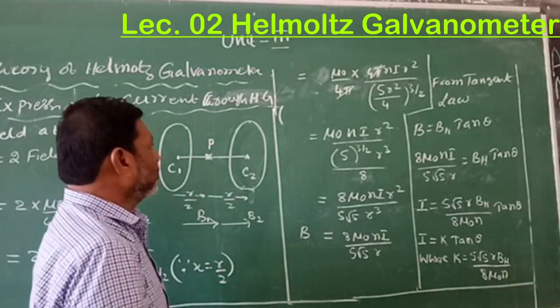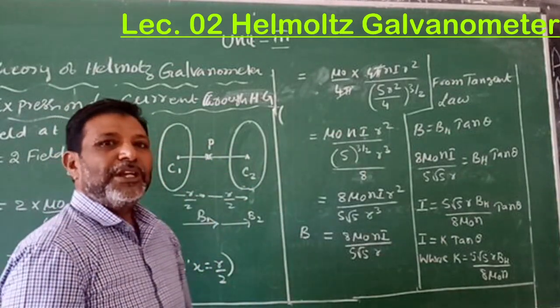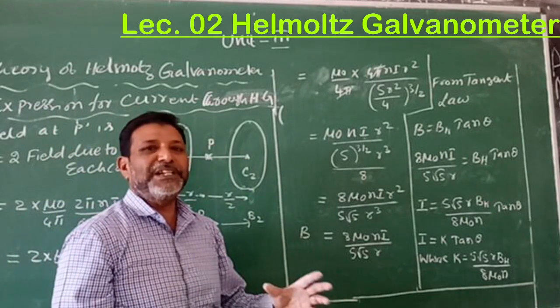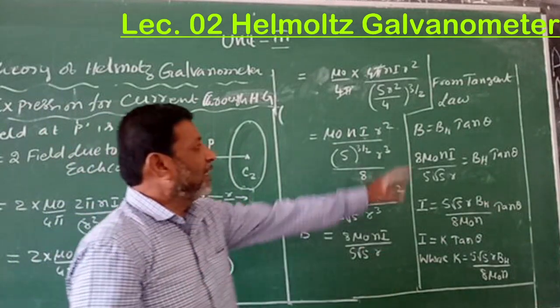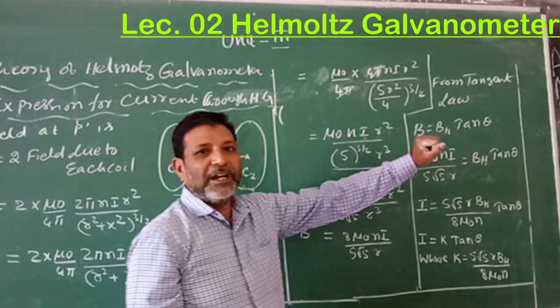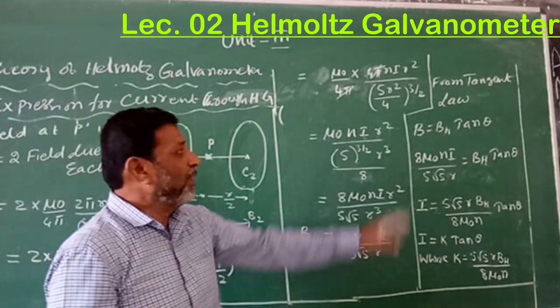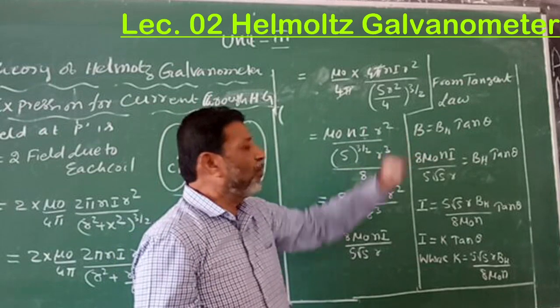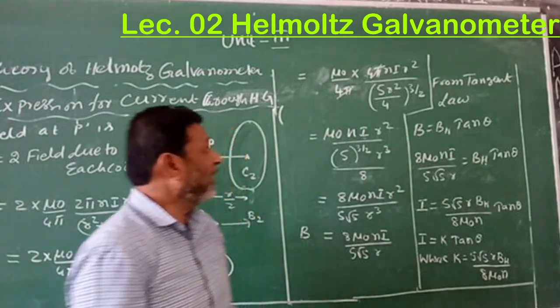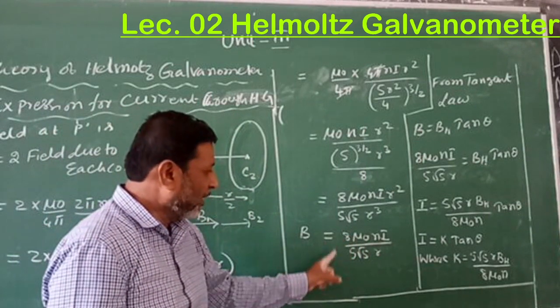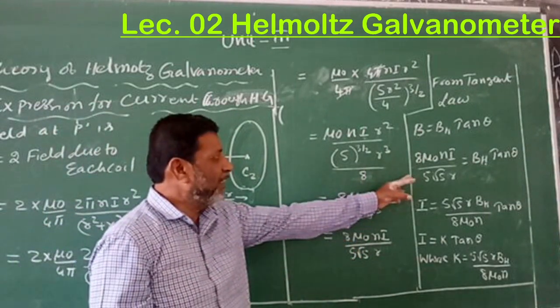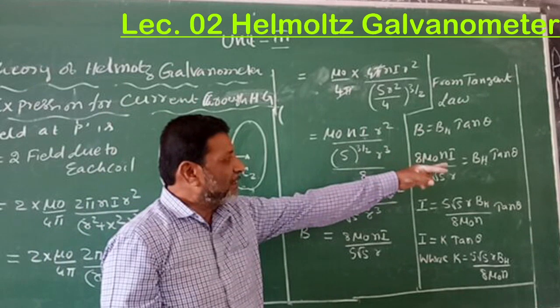Then you also know that this Helmholtz galvanometer works on the principle of the tangent law, isn't it? What is the formula of the tangent law? That is V is equal to BH tan θ. You are also very familiar that V is nothing but the field due to the flow of current. Now we have calculated that field at this point due to the flow of current, it is equal to this much that I have written, and that equals BH tan θ.